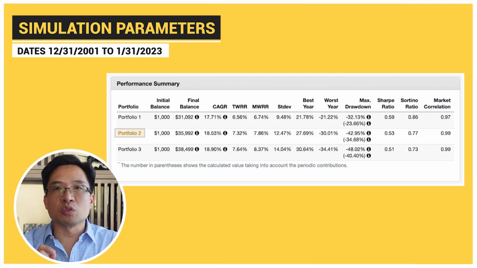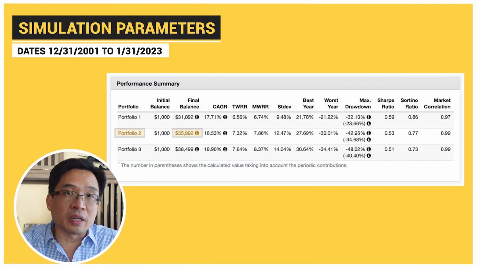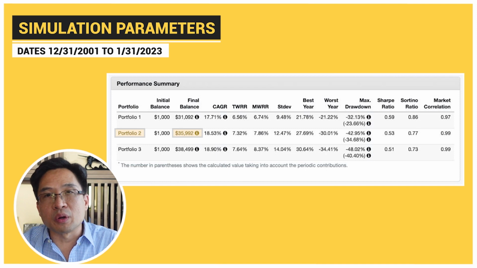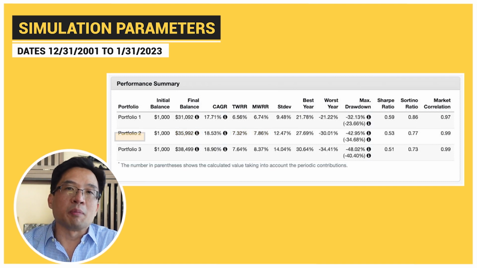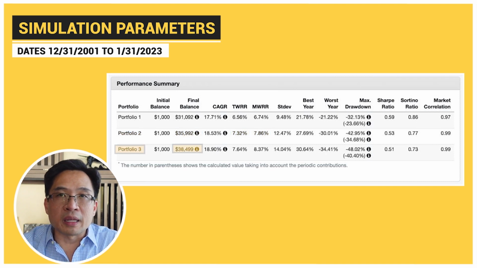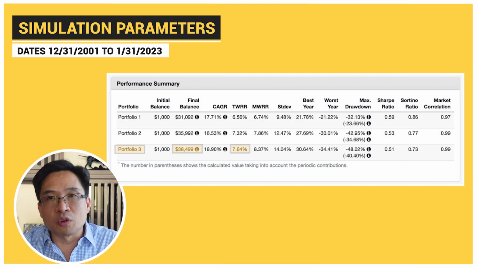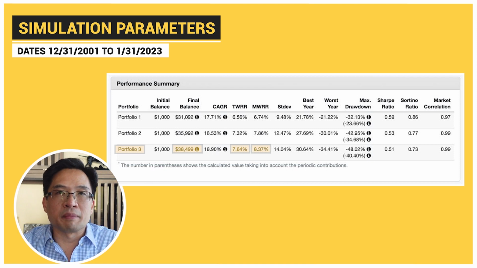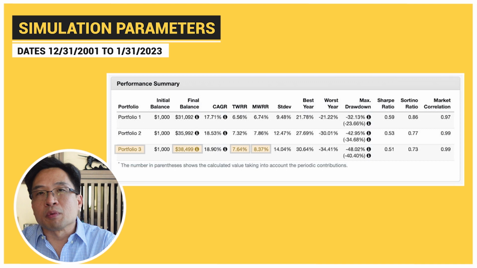Portfolio number 2 is worth $35,992 with an annual rate of return of 7.32% and a money-weighted return of 7.86%. And portfolio number 3 is worth $38,499 with an annual rate of return of 7.64% and a money-weighted rate of return of 8.37%. A significant difference between portfolio 1 and portfolio number 3.